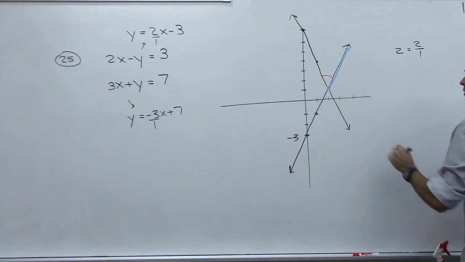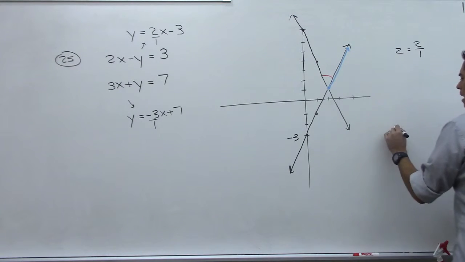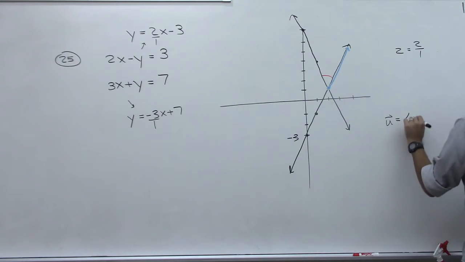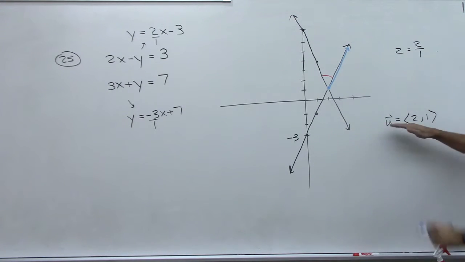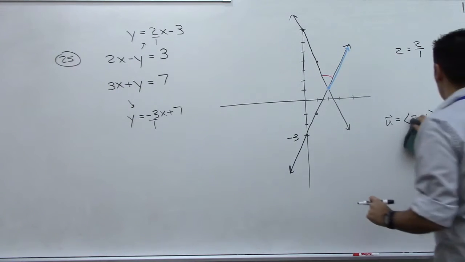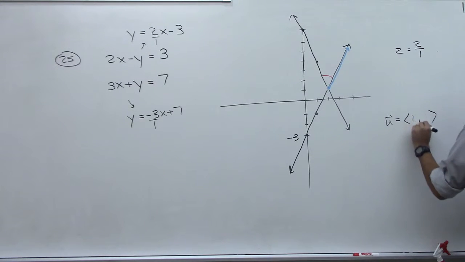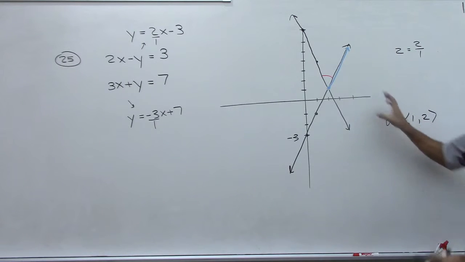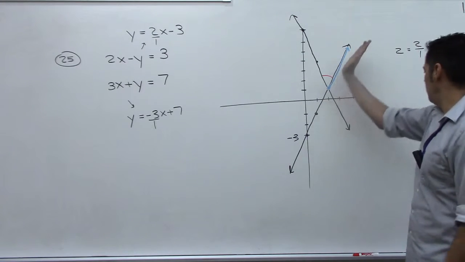So if I look at this as a vector, let me call that vector u. It's going to be equivalent to the vector 2, 1, right? Sorry, I got that backwards: 1, 2. Slope is 2, so 1, 2. So to the right 1, up 2 would be running parallel to this line.